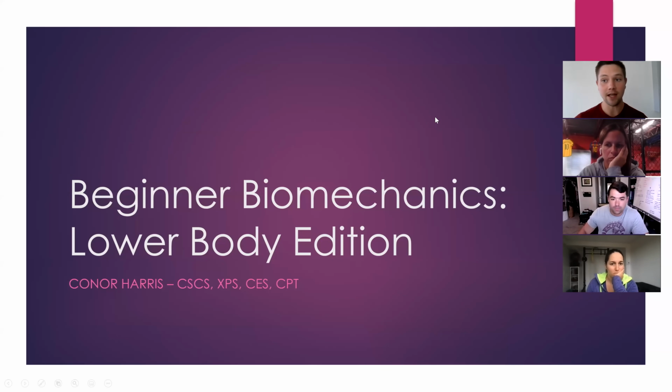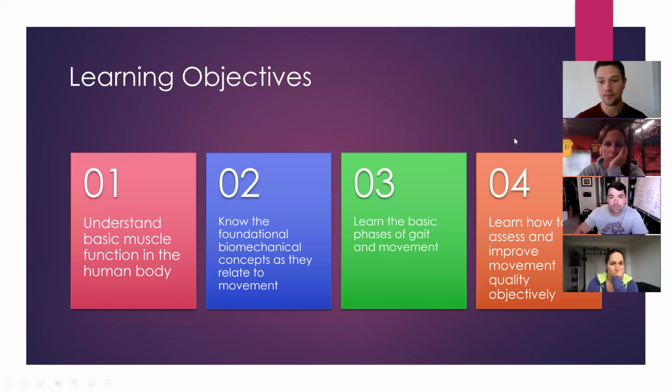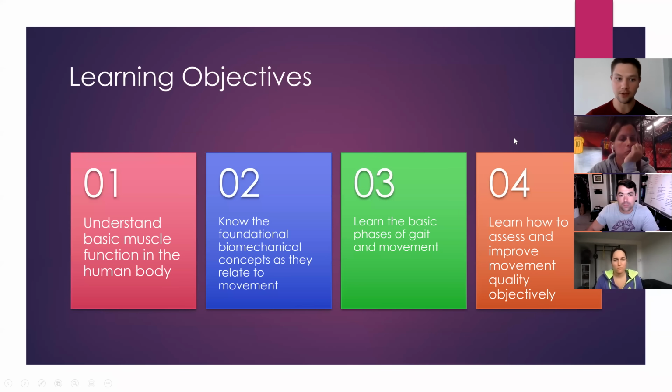So there's a lot of value in this presentation for you. What we're going to cover specifically is the basic muscle function in the human body, basically how muscles work, and then relating biomechanics to that and movement. We're going to go over the phases of gait, which is very important if we want to start to translate these phases of gait over to biasing joint positions, joint actions, certain musculature, and movement qualities.